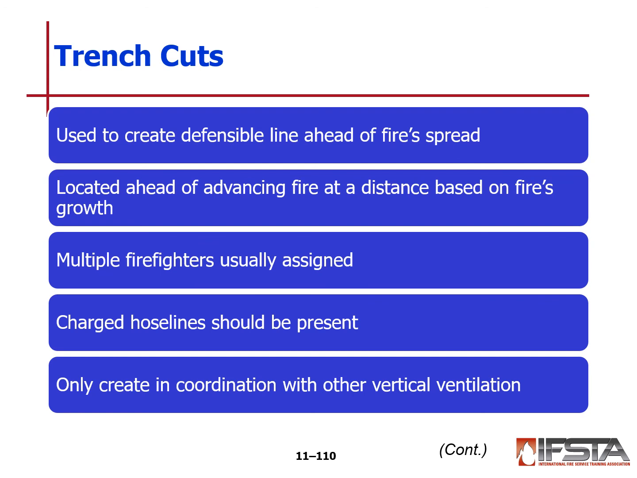Trench cuts are used to create a defensible line ahead of the fire spread. This is our ultimate goal, to keep it from spreading any further, and these are usually in large open type buildings located ahead of the advancing fire at a distance based on the fire's growth. It does take multiple firefighters to accomplish this task. Charged hose lines should be present and only create in coordination with other vertical ventilation.